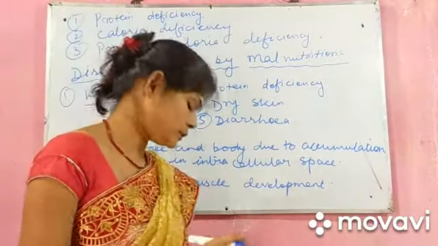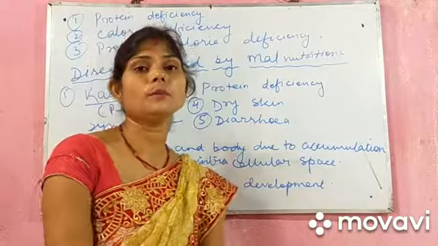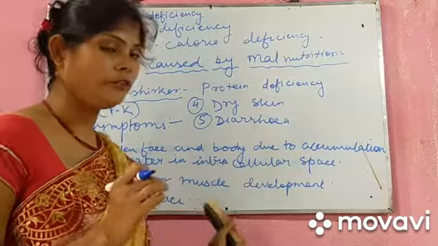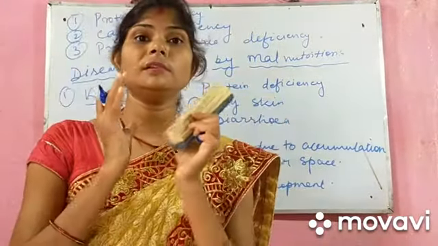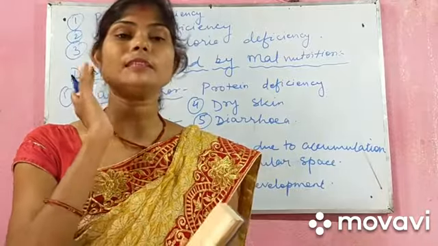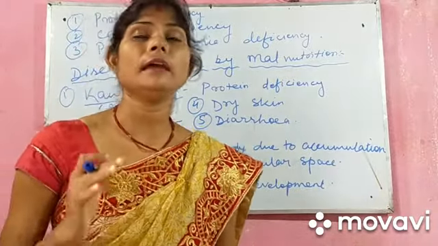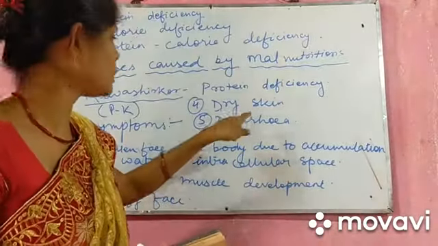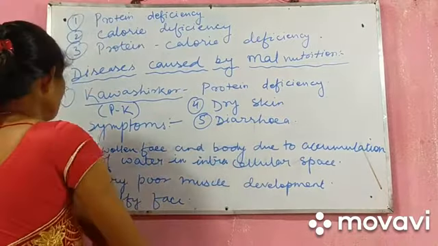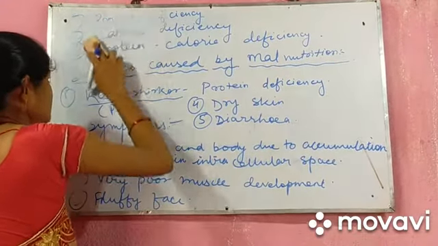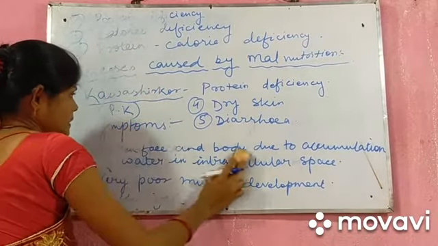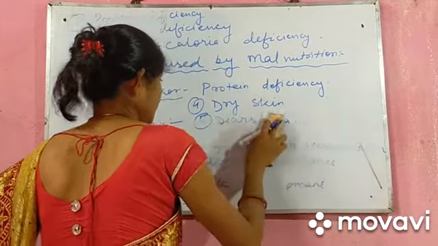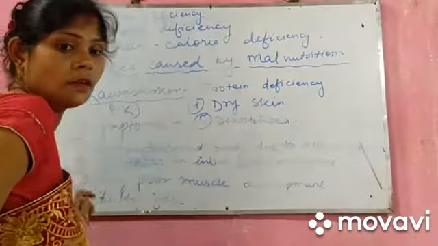Very poor muscle development. The muscles on their body will be very less. Fluffy face, the face will become fluffy, meaning swelling type. So they will suffer from facial pain, and due to that they will face some problems in eating also. Skin will become dry, and diarrhea. These are the signs and symptoms of children who are suffering from the protein deficiency disease known as kwashiorkor.